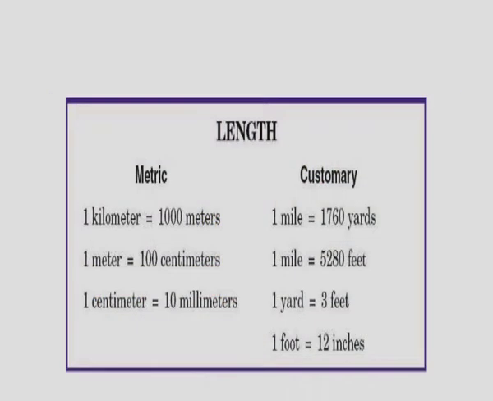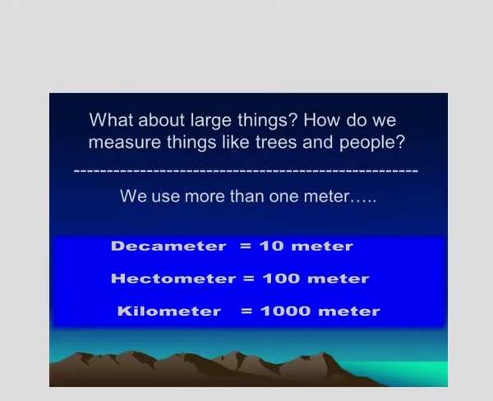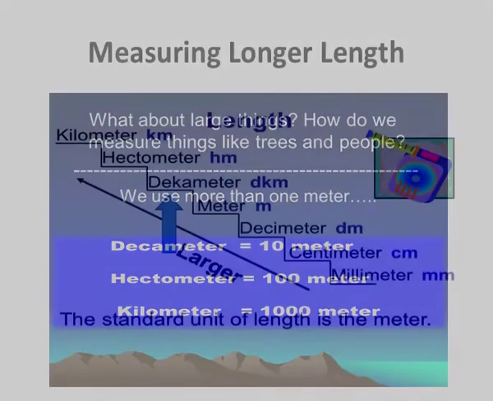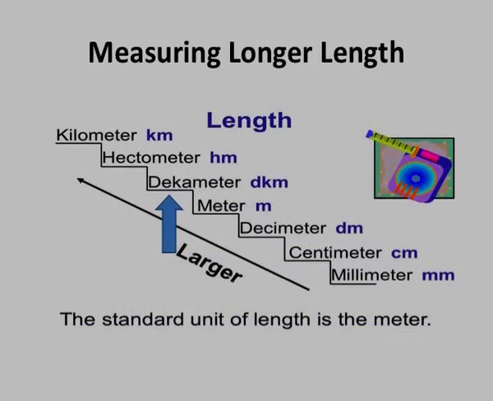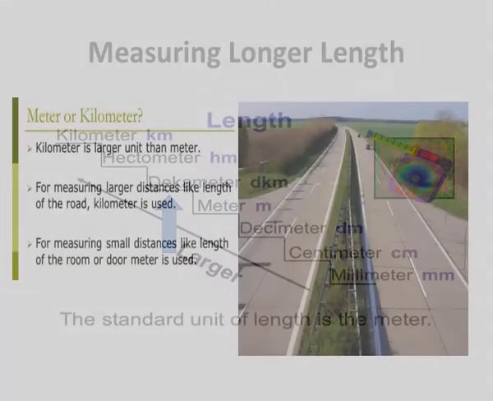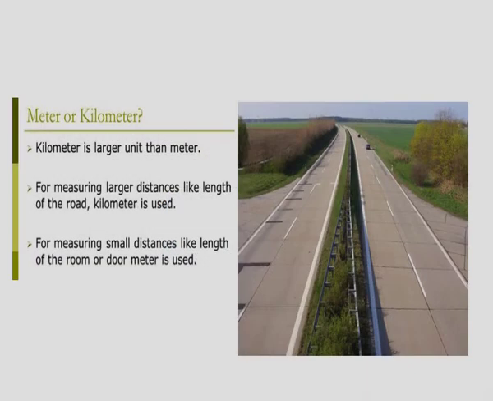For measuring greater lengths, greater than the standard unit of length, the meter, but less than a kilometer, these are: 1 decameter is equal to 10 meter, 1 hectometer is equal to 100 meter, 1 kilometer is equal to 1000 meter. Just now you have seen that there are 3 units of length greater than meter which are used for measuring longer lengths.